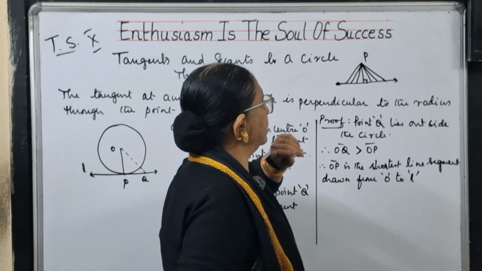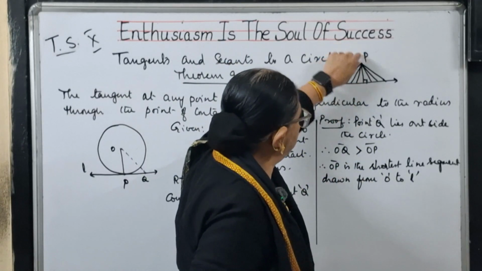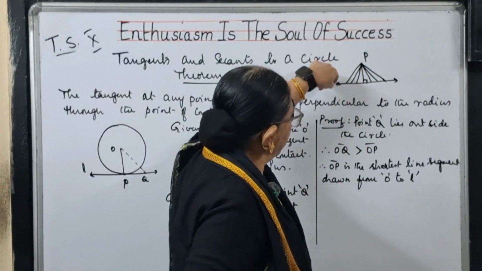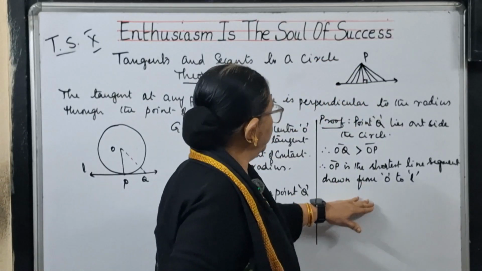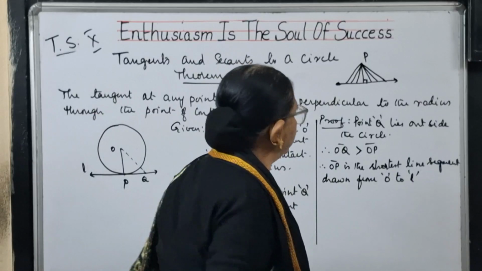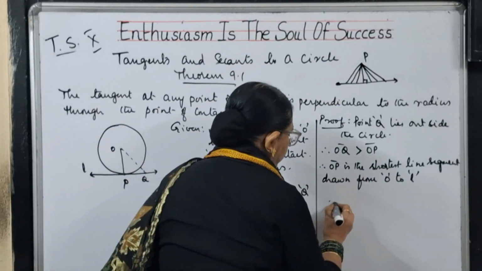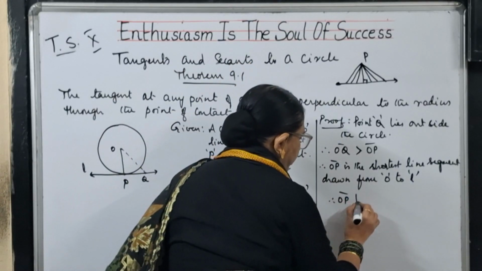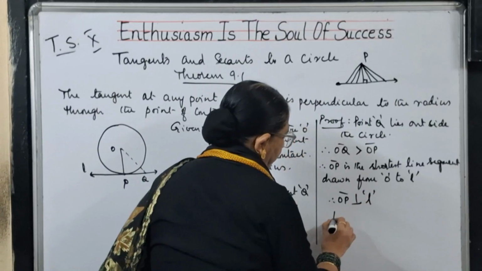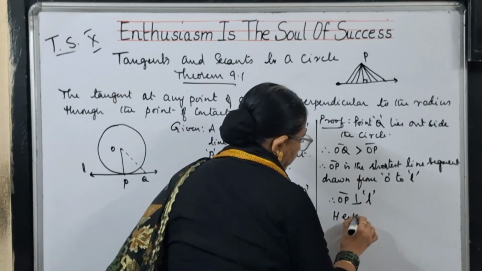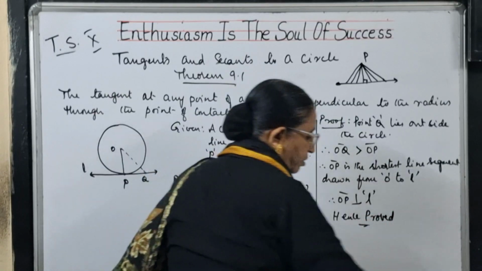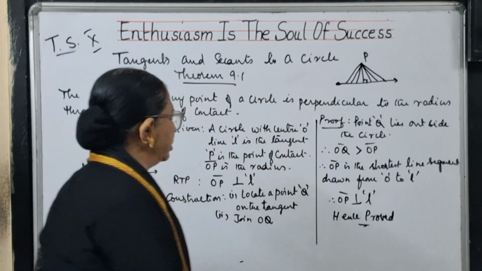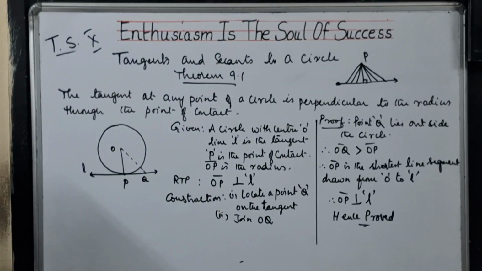Once again, as a recollection, I am saying, from point P, if you draw various lines, the shortest one is perpendicular. So here, when we have said that OP is the shortest line segment to O, therefore, we will be saying that OP is perpendicular to L. Hence, proved. This is how you have proved this statement, children. I hope I am clear. Please note it down. Theorem 9.1.